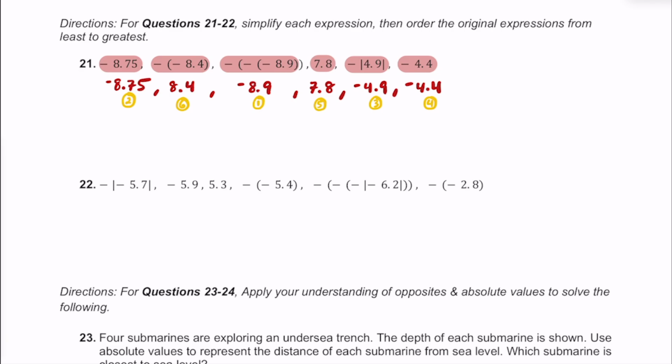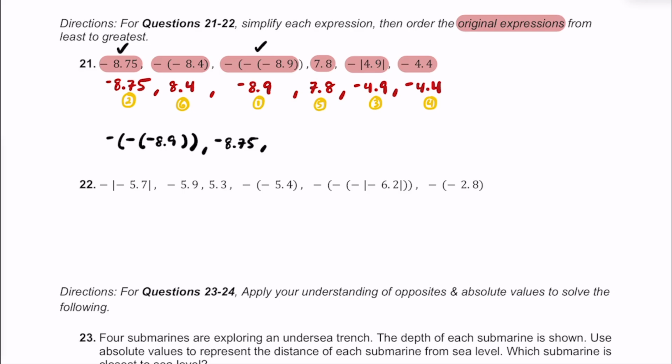But again, the directions do say that we're going to go ahead and order these original expressions, not the simplified ones. So let's go ahead and order them from least to greatest here. So the first one is going to be the opposite of the opposite of the opposite of 8.9. That's going to be the first expression. So go ahead and put a check mark here. We took care of that one. The second expression here, or just value, is negative 8.75. That was what we were given originally.